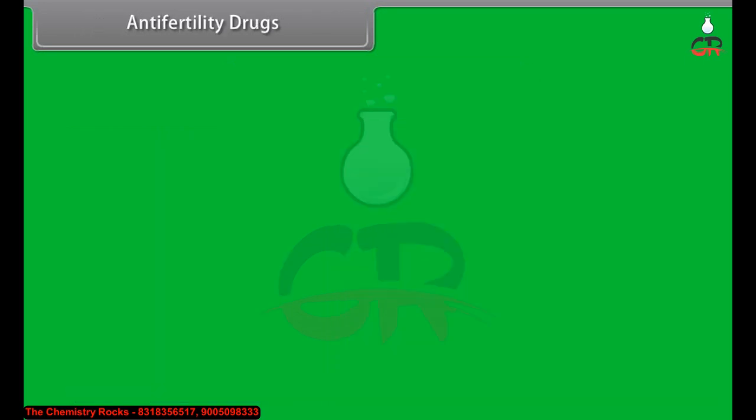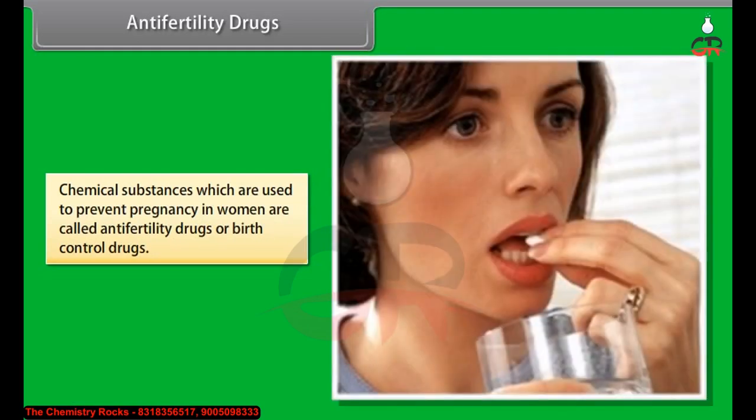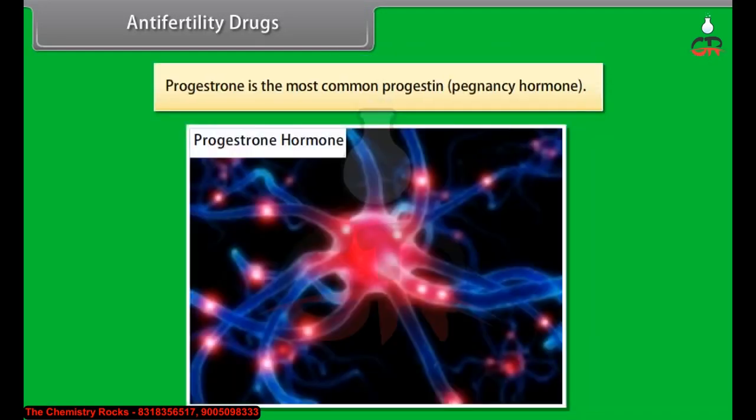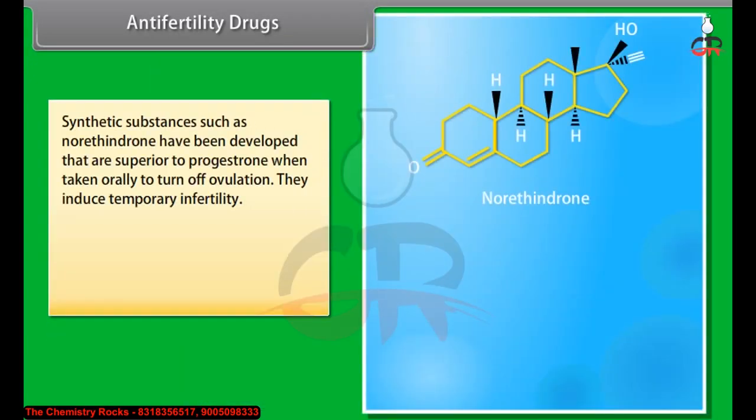Anti-fertility drugs. Chemical substances which are used to prevent pregnancy in women are called anti-fertility drugs or birth control drugs. Progesterone is the most common progestin. Synthetic substances such as norethindrone have been developed that are superior to progesterone when taken orally to turn off ovulation. They induce temporary infertility.